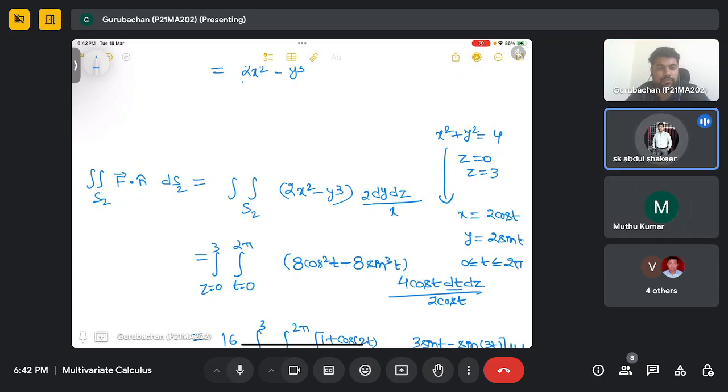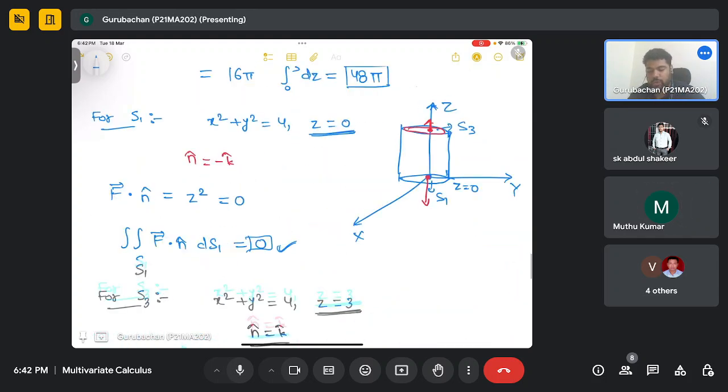Sir, those are cylindrical polar coordinates. x is r cos theta, y is r sin theta, and z is z. But here r is fixed. That's why I'm saying it's parametric form. Yes, sir. Any other doubt, or shall I complete the conclusion of this question number one?